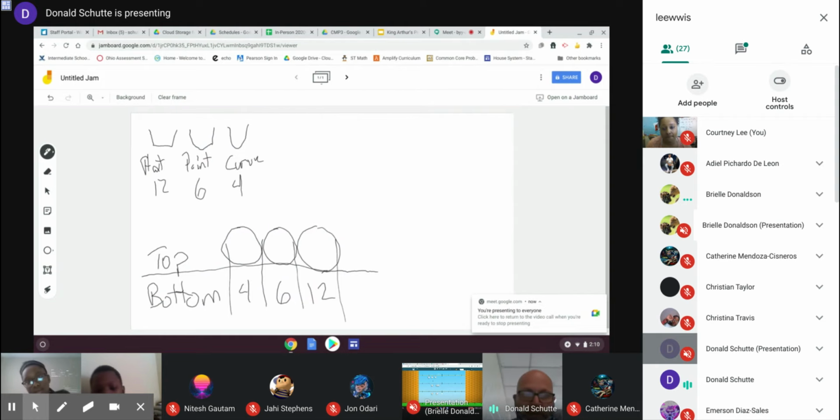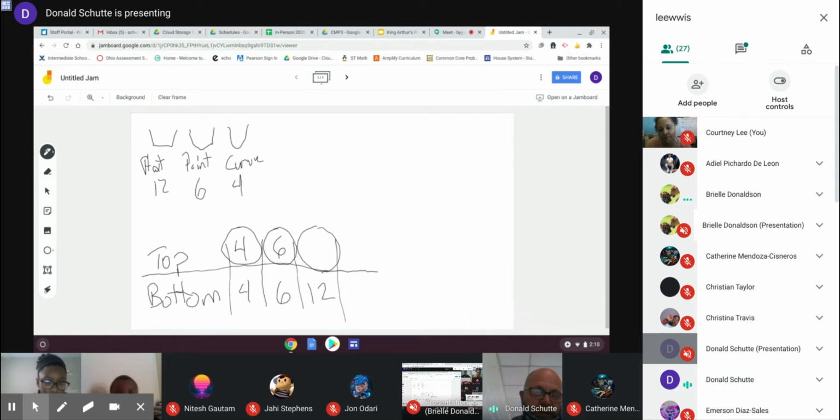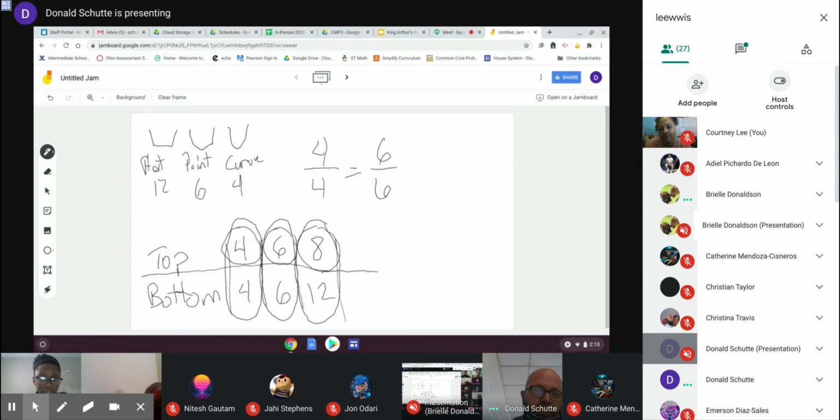So come back to my Jamboard. If I put those numbers in here, 4, 6, and 8. We've made 3 comparisons. We compared the curved ornament from the top and the bottom, the pointed ornament from the top and the bottom, and the flat ornament from the top and the bottom. So now I'm going to ask you to think back on what you've learned about equivalent fractions. Would you say that all 3 of these fractions are equivalent to each other?